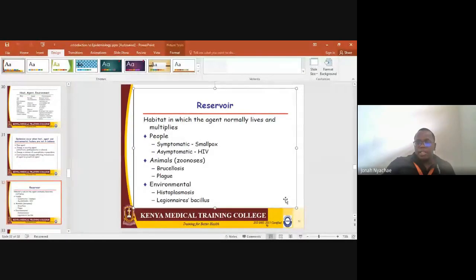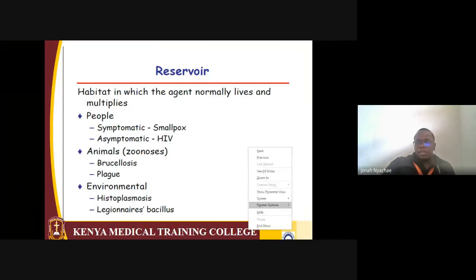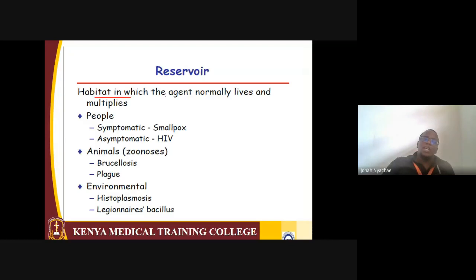So we have the reservoir. Basically, when we're talking about the reservoir, we are talking about the habitat in which an agent normally lives and multiplies. So a reservoir could be people, like Alice Kimani. It could be animals, like dogs. It could be environment. So when we're talking about people, a person can be a reservoir of smallpox and HIV.